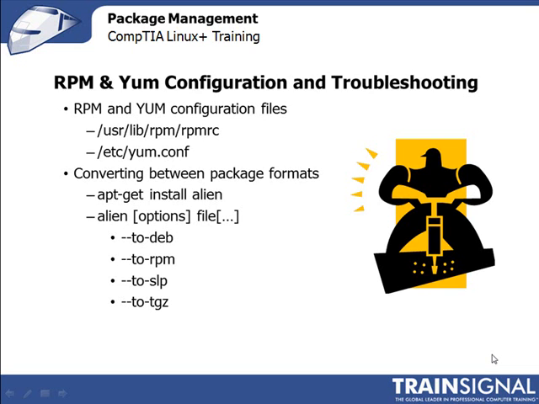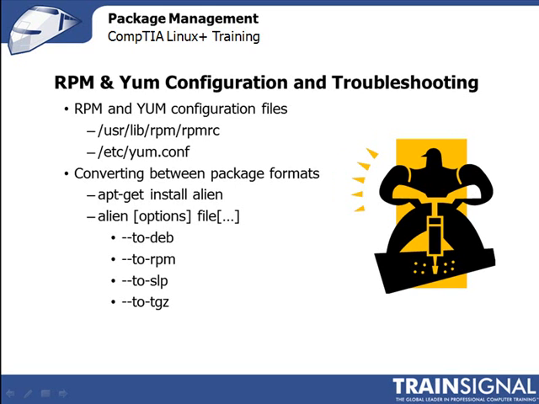The options that you're most likely to use would be --to-deb, --to-rpm, --to-slp, and --to-tgz, which converts to Debian, RPM, Stampede, and Tarball formats, respectively.